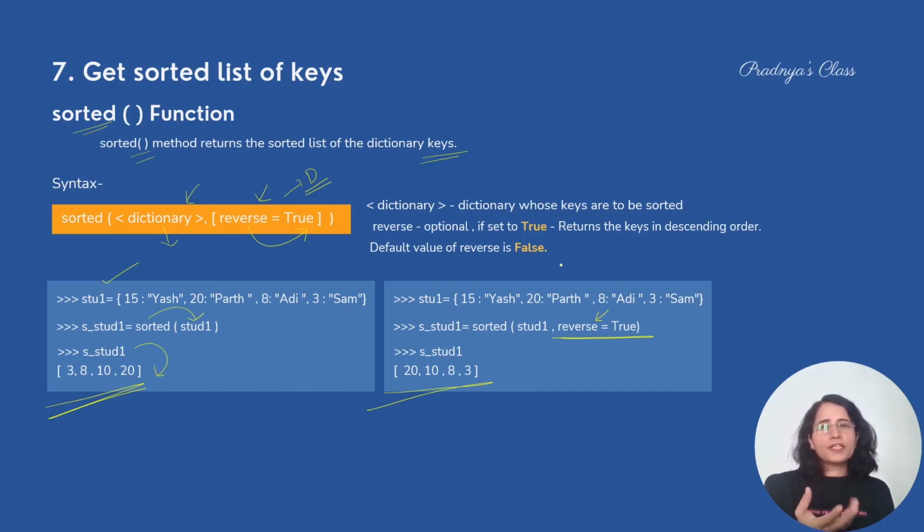So to sort the keys, we can use the sorted function. We use the sorted function in the case of list and tuple also.